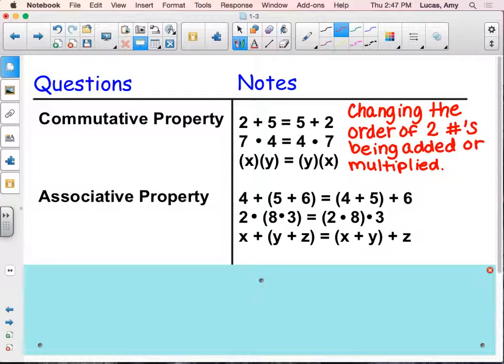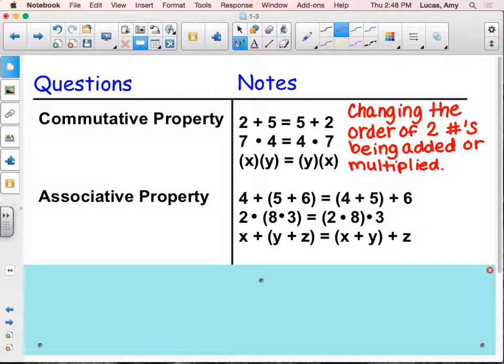The next example, 2 times the quantity 8 times 3 is equal to the quantity 2 times 8 times 3. Again, the order did not change. And our last one, x plus the quantity y plus z in parentheses is equal to the sum or quantity of x plus y in parentheses plus z. So the order did not change on any of those because we're not talking about the commutative property anymore.